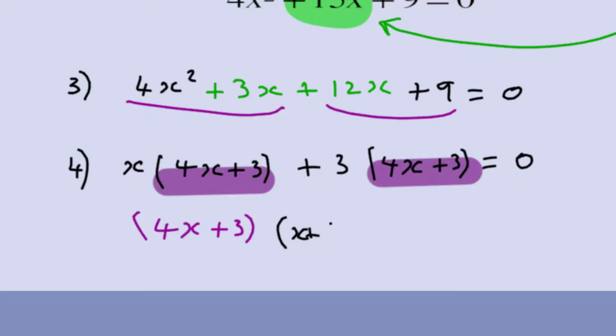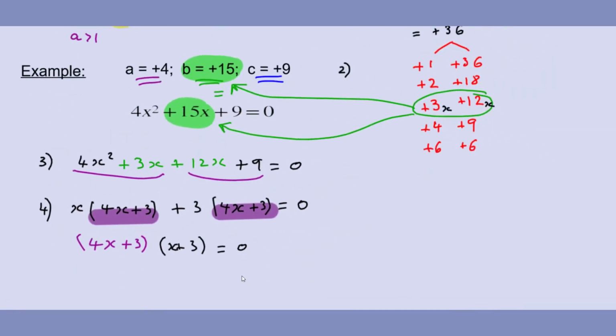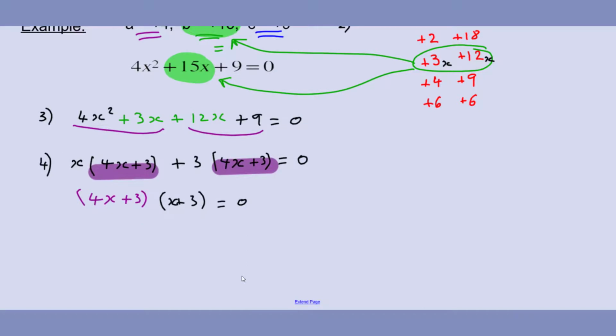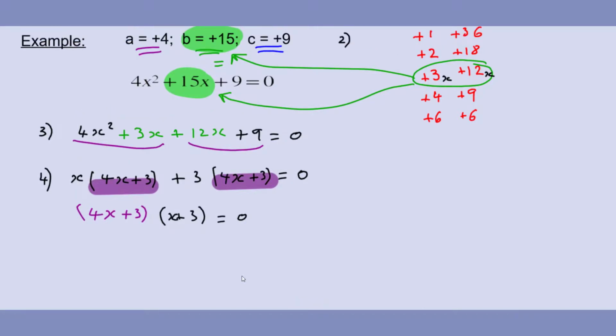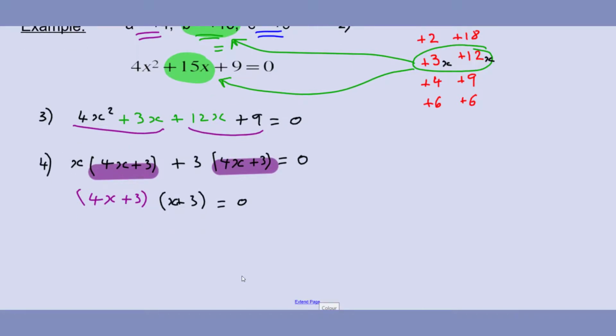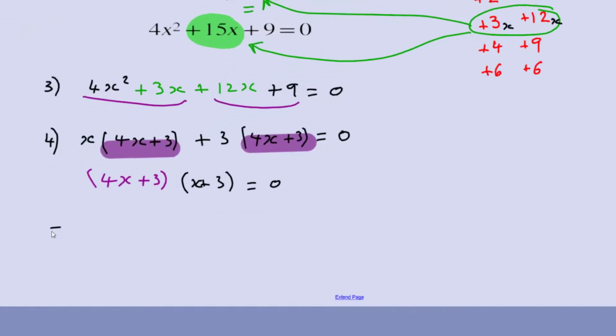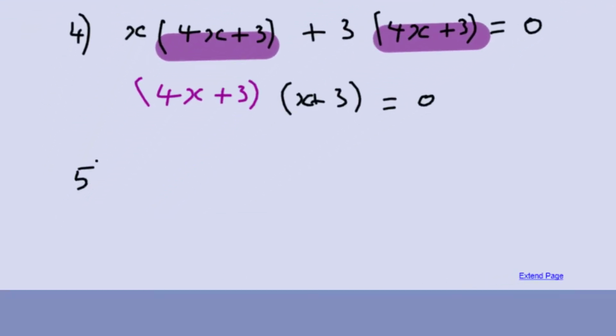plus, so the second factor of 4x plus 3 is 3, equals 0. Now it's fully factorized, and we have 4x plus 3 times x plus 3 equals 0. So the 4x plus 3 times x gives the first term, and the 3 times 4x plus 3 gives us the second term. So it's fully factorized. Now we can solve, and that's step 5.